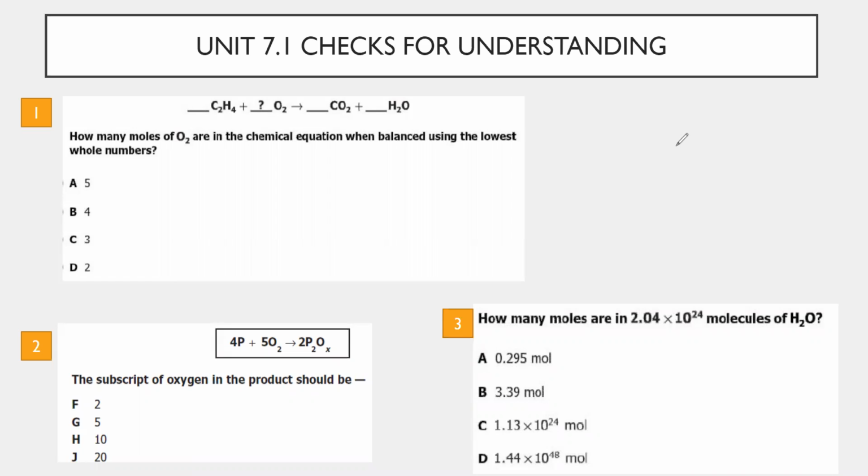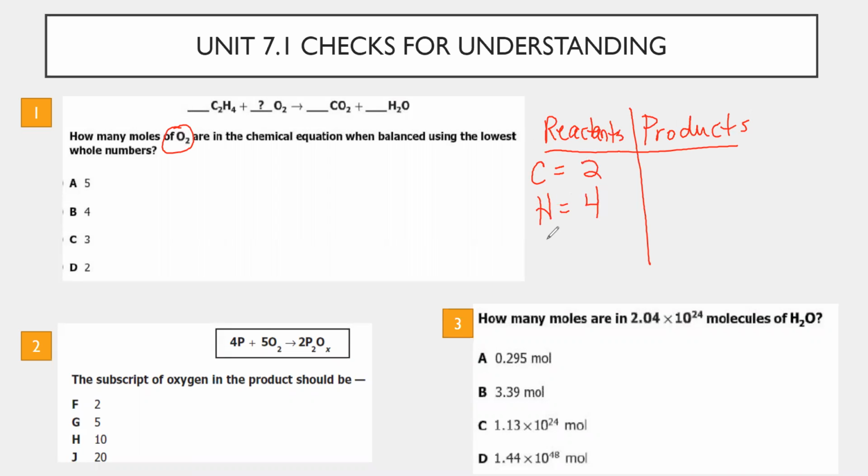Okay, so we're going to balance this equation. They just want to know moles of oxygen, but you kind of have to balance the whole thing. So again, just do your little chart. You have the reactants and the products, of course, that must balance. And we have carbon on the reactant side. There's 2 of those. We have hydrogen. There's 4 of those. And oxygen, there's 2. On the product side, we have 1 carbon. For hydrogen, we have 2. And for oxygen, there are 3.